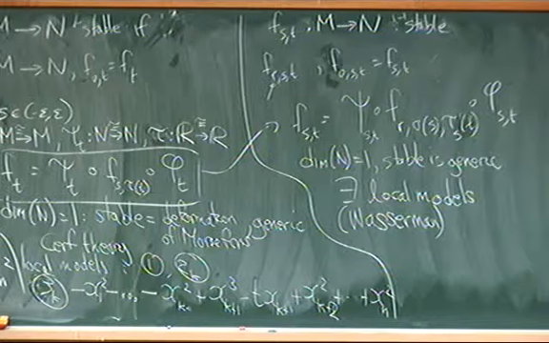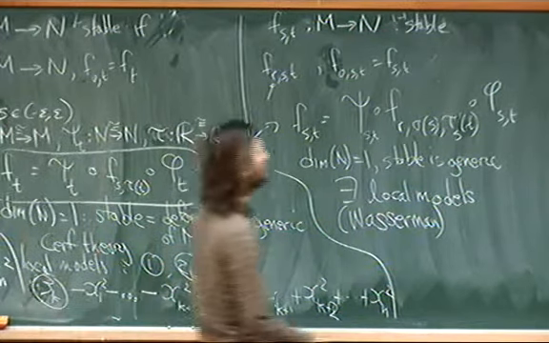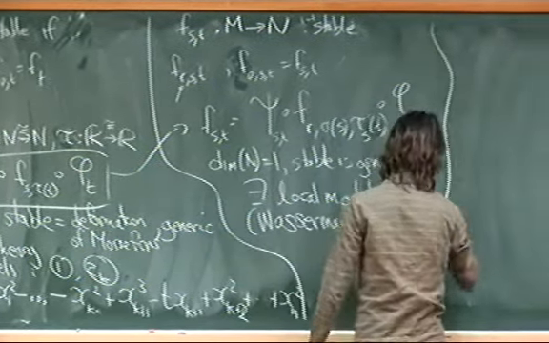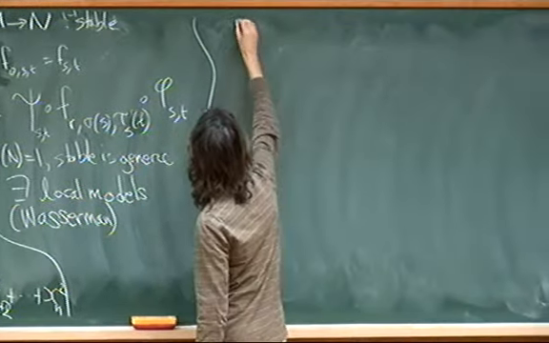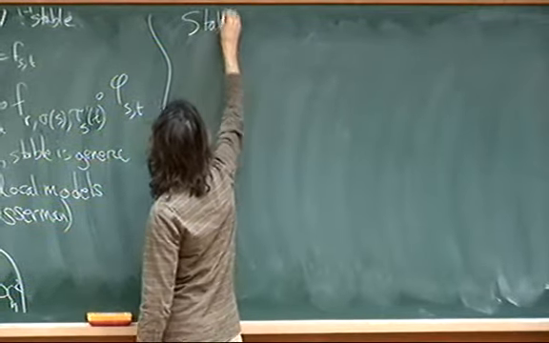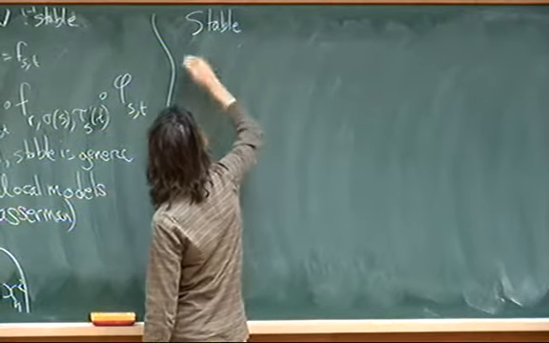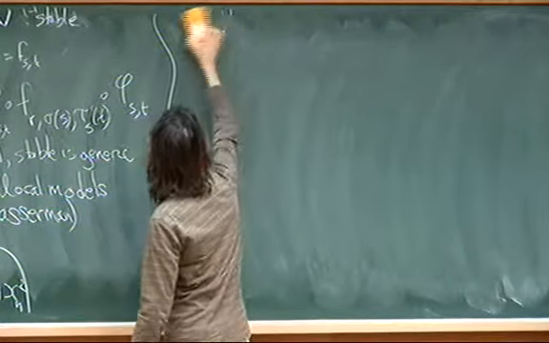Okay. Anyway, let's now start talking about maps to dimension 2. Stable. So maybe give a definition.